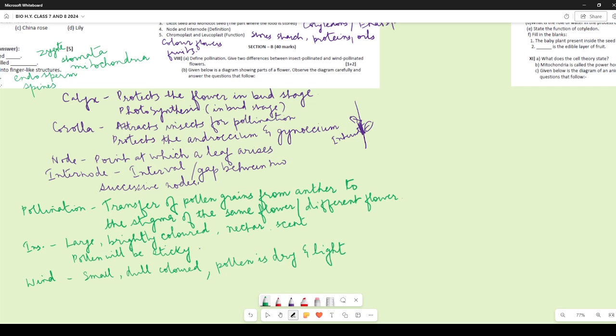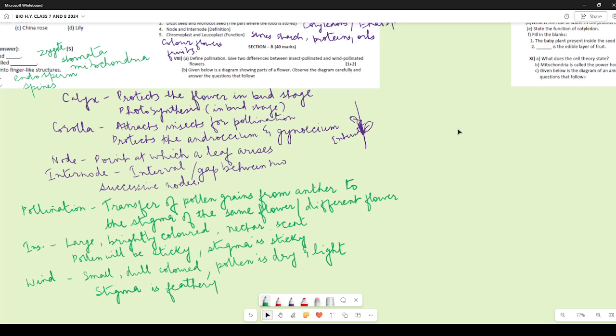Over here, in wind pollinated flowers, the stigma is feathery so that it can attract all the pollens that are floating around in the air. So stigma is feathery. Here the stigma is also sticky so that the pollens can stick over there. So any of these differences you can write.